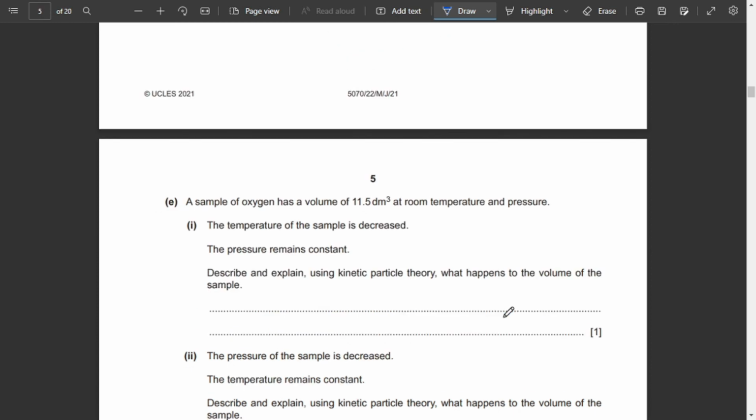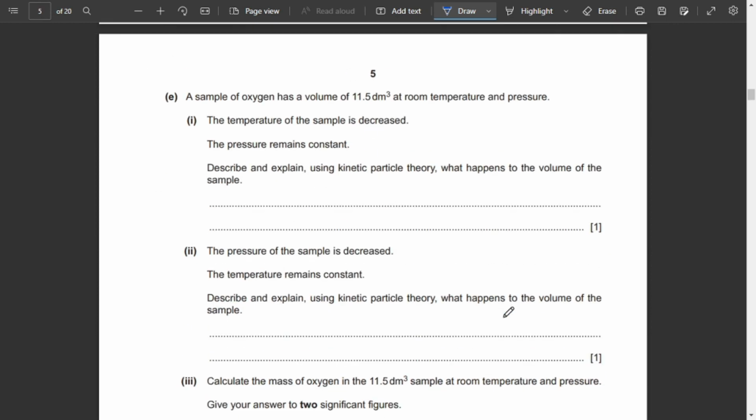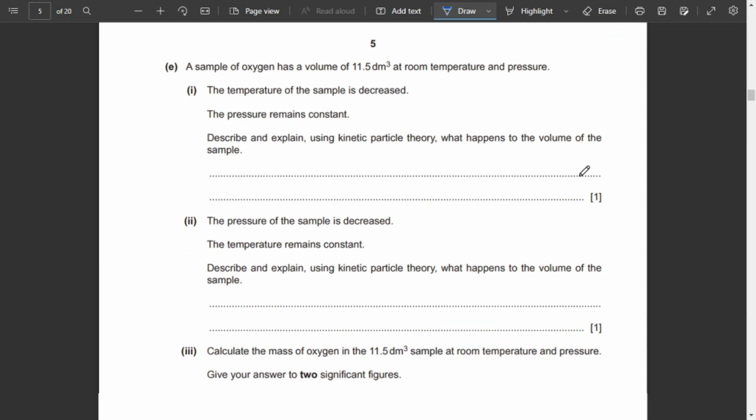Moving on to question number 2, part E. A sample of oxygen has a volume of 11.5 dm³ at room temperature and pressure. The temperature of the sample is decreased. The pressure remains constant. Describe and explain using kinetic particle theory what happens to the volume of the sample. The volume decreases and the particles move slower. So this is what you're going to write over here, because we're talking about kinetic particle theory as well as volume. Although it's a 1 mark, you're going to mention both of the things, that volume decreases and particles move slower.